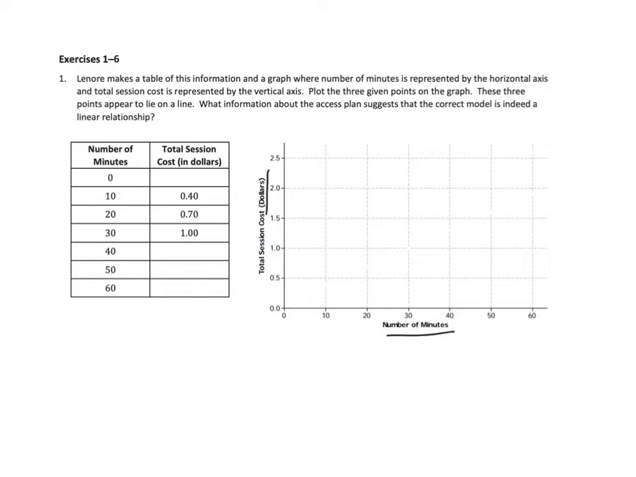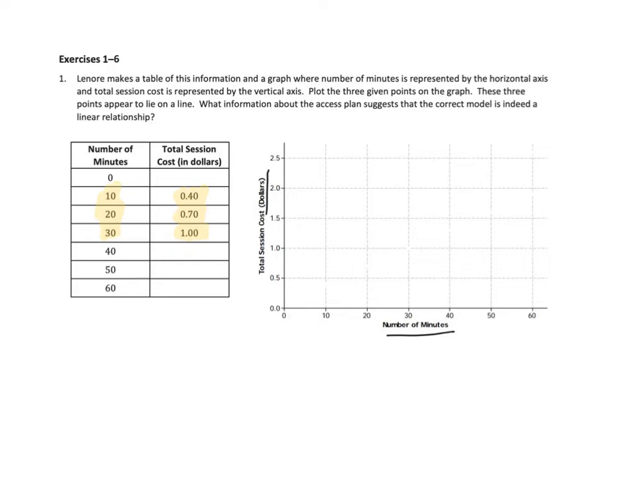It says plot the 3 given points, and they're going to appear to make a line, and what information could suggest that this is a linear relationship, okay? So we have 3 rows in this table that we can plot. We know that in 10 minutes, she's charged 40 cents, 20 minutes, 70 cents, and 30 minutes, $1. So we're going to put these points on our graph, okay?